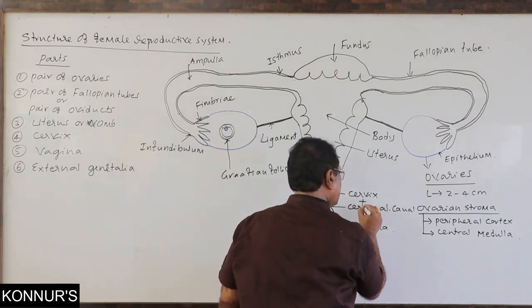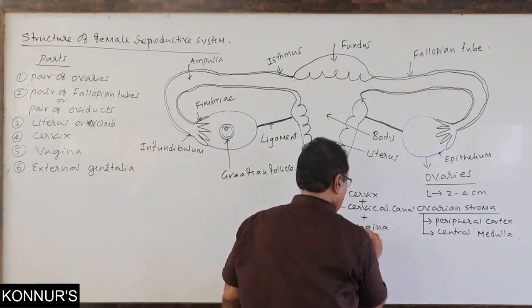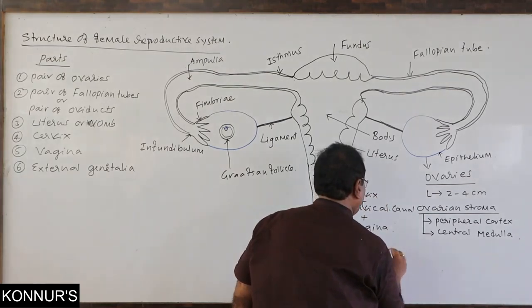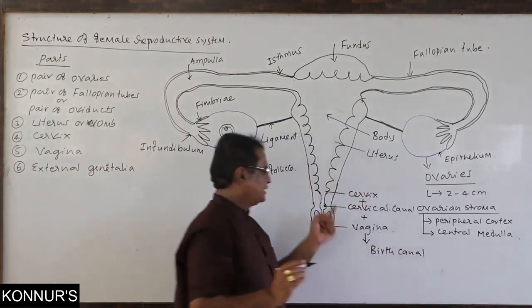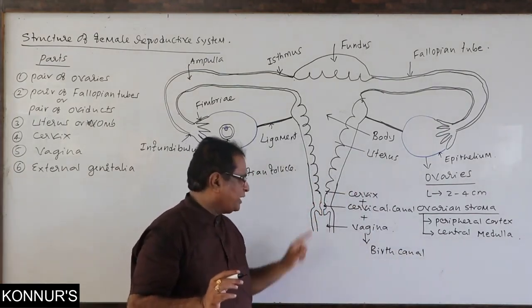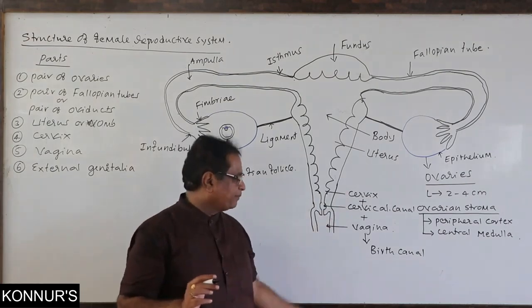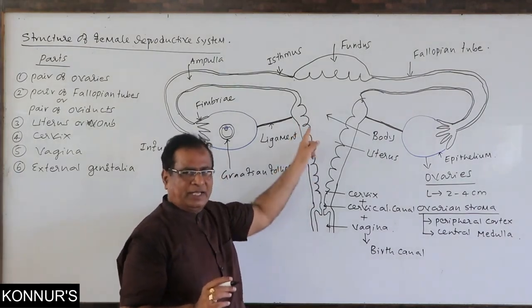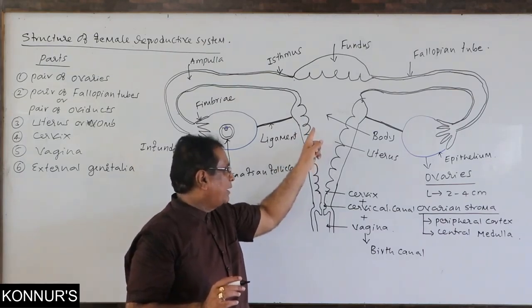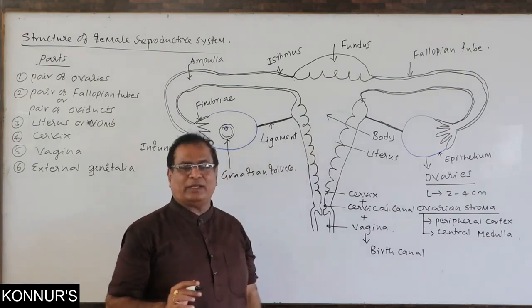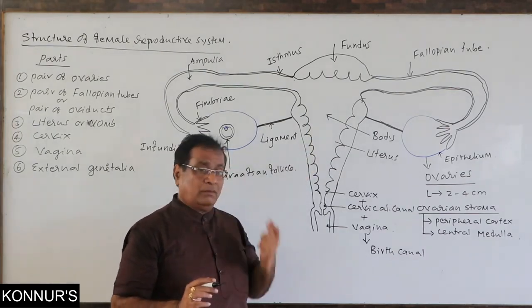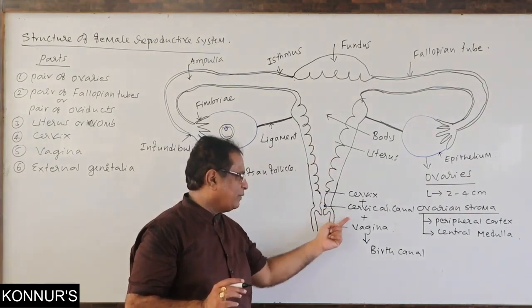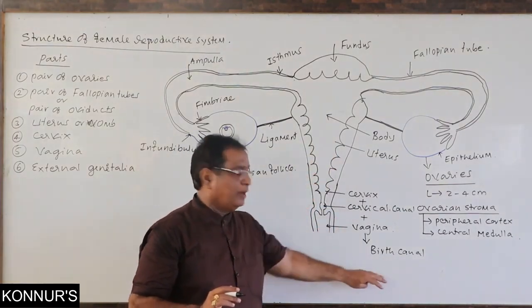Remember, the cervix, cervical canal, and vagina, these three together are named as the birth canal, because embryo development takes place after fertilization in the uterus only, attached to the lining of the uterus, and during delivery the infant passes through the cervix, cervical canal, and vagina. That's why it is said to be the birth canal.